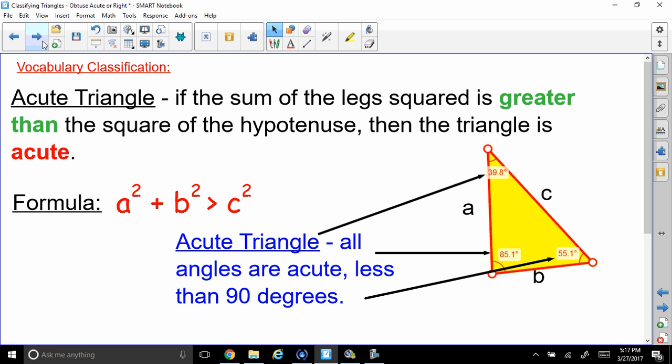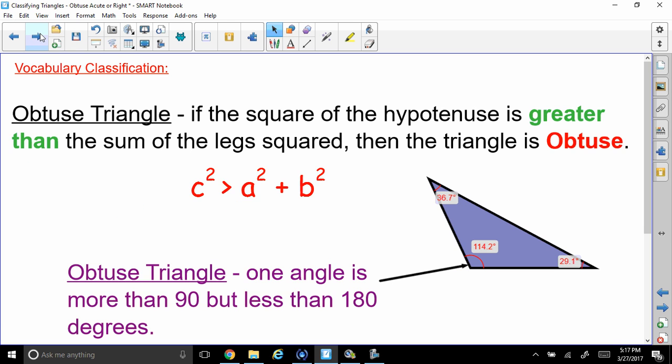So if we drag that, because side A and side B are connected by this vertex right here, and if we drag it out, notice it gets more and more acute as they get longer than side C. When we square them, they'll be longer, and we'll see an example of that. Alright, let's take a look at the next definition.